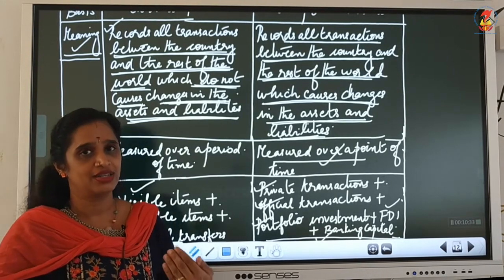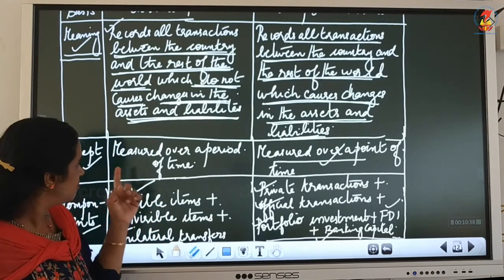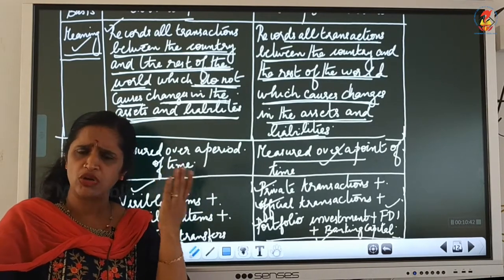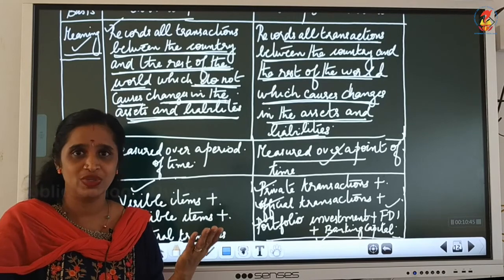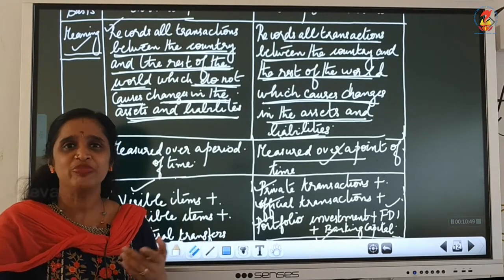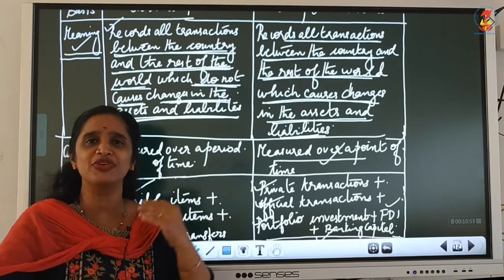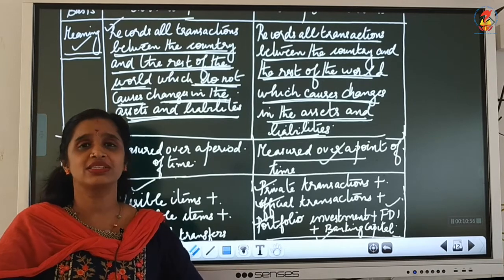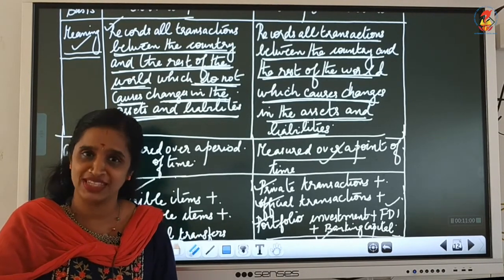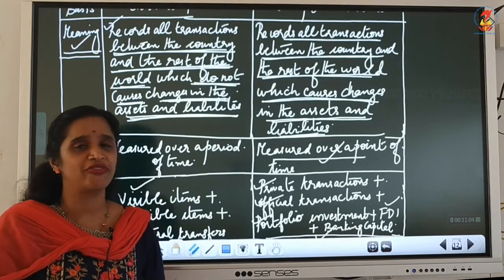Now we are trying to relate the current account, which is measured over a period of time. Just think what all components are there in the current account: visible items, invisible items, unilateral transfers. These happen over a period of time. Best example, flow of goods and services. Always it is happening. Every minute, every second it is happening. Flow of goods and services. That is why it is considered as measured over a period of time.